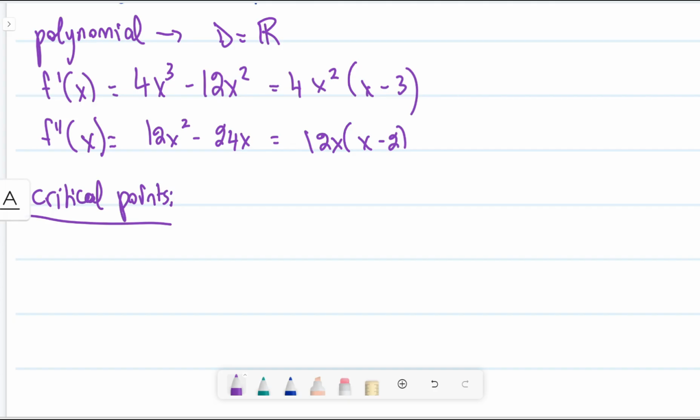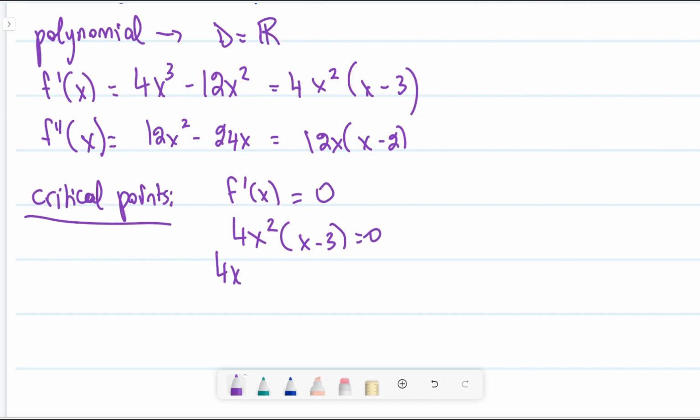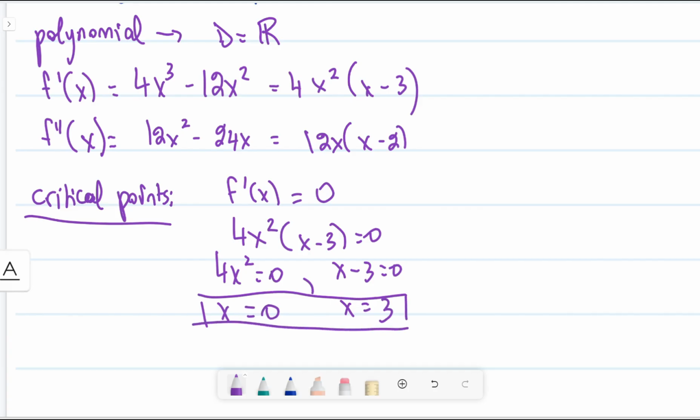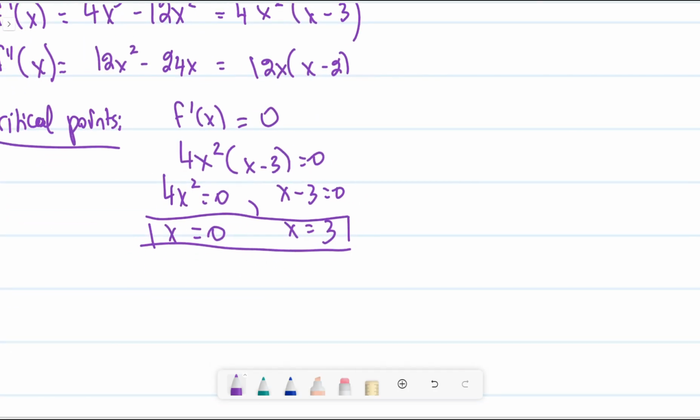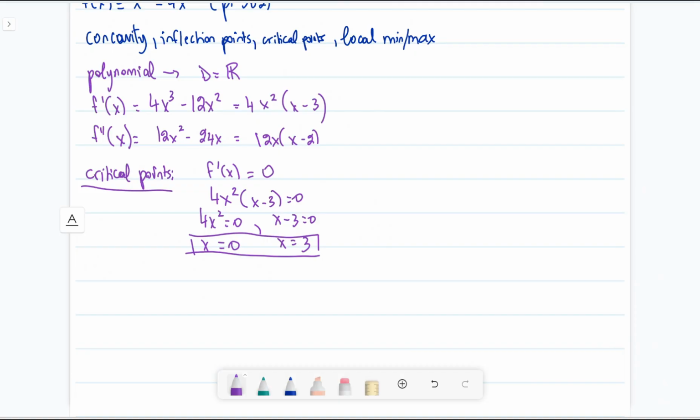So when do we have a critical point? It's when the first derivative is 0, and these points are part of the domain. So let's set the first derivative equal to 0. So 4x squared times (x minus 3) equals 0. 4x squared equals 0, or x minus 3 equals 0. So x equals 0 or x equals 3. And both of these points are critical points. Now that we found the critical points, let us move to finding the local minimum or maximum.